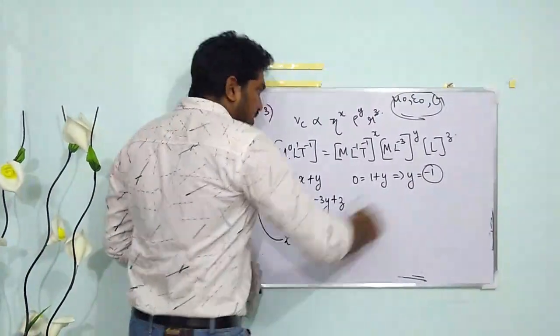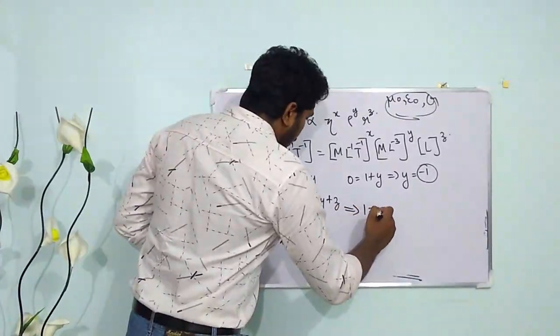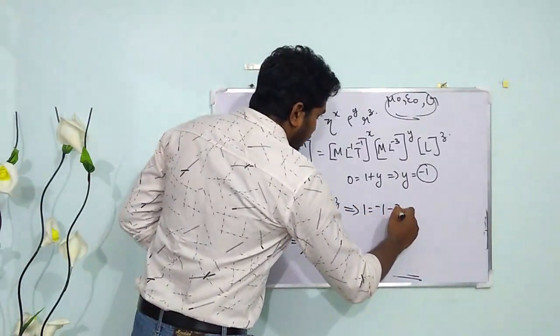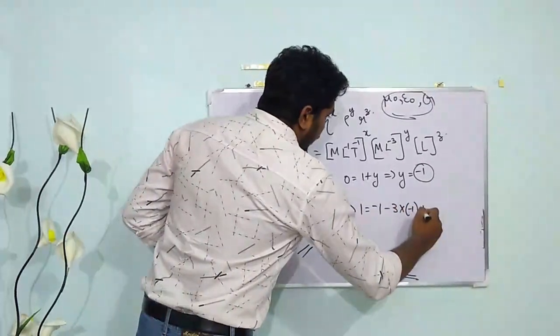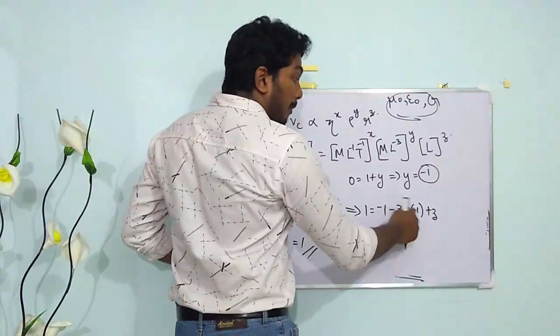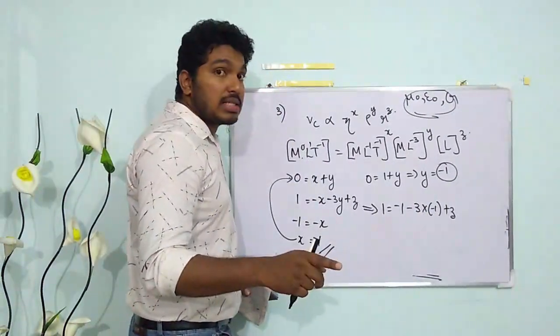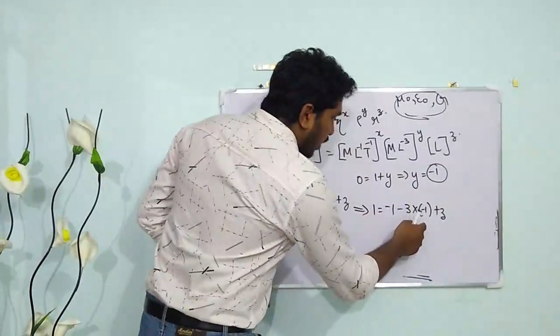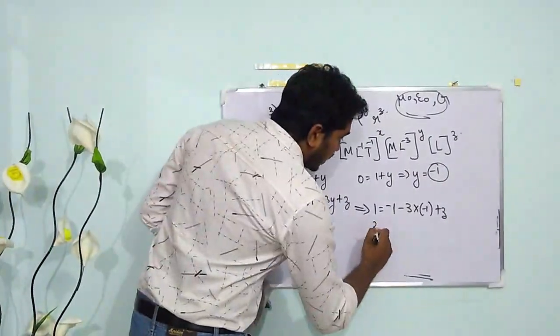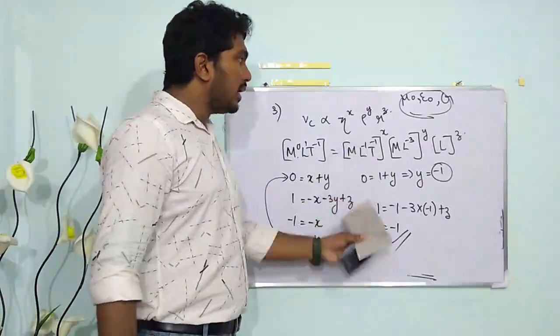Right? Substitute x and y over here, and we get 1 is equal to minus 1 minus 3 into minus 1 plus z. So what are you getting? Minus 1 plus 3. What is minus 1 plus 3? Minus 1 plus 3 is 2. So that 2 you can take it over here. That will be z is equal to minus 1. So you're getting x, y and z.